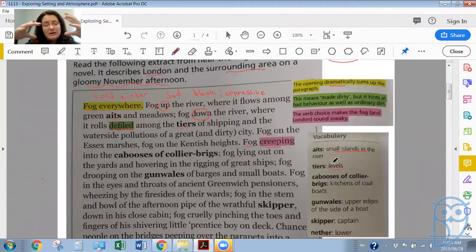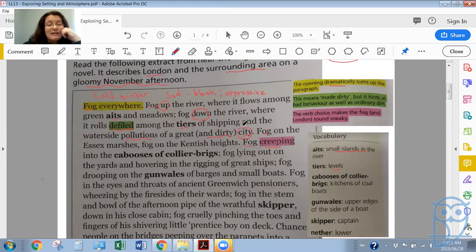And they are all in the harbor or on the river edge. And the fog gets between them too. And so this word, he doesn't just say that the fog covered the ships or the boats. No, the fog rolls in, it defiles the tiers of shipping. The fog is defiled among the tiers of shipping and the waterside pollutions of a great and dirty city.